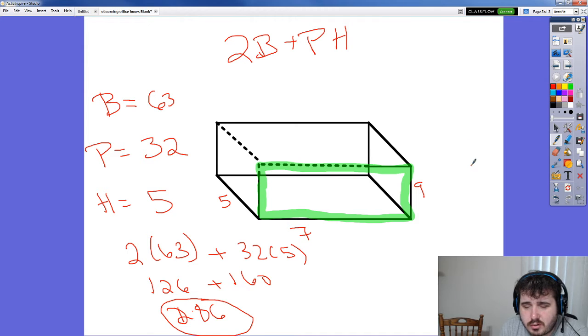So let's show that it doesn't matter which one you pick. Let's do, I'm going to put this up in the corner here, 286. So we showed that using this side, the one that's sort of along the bottom here. So now let's do a different side.